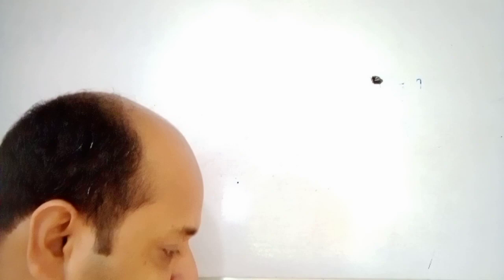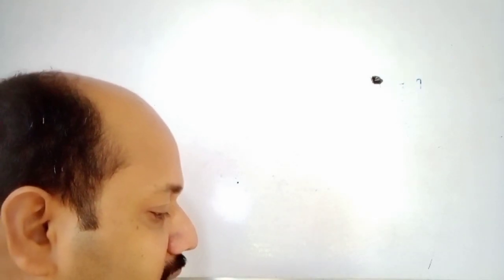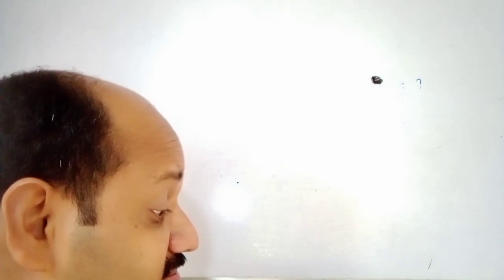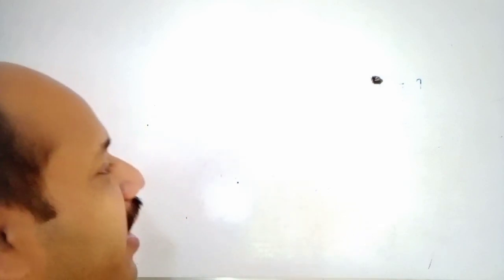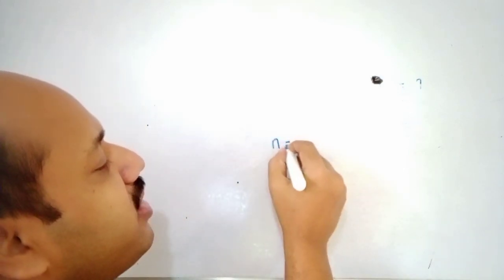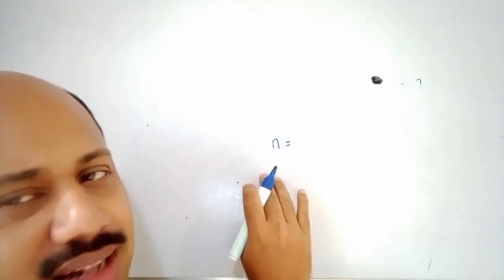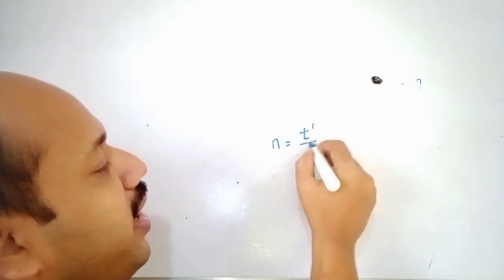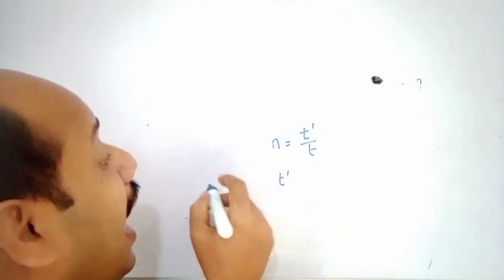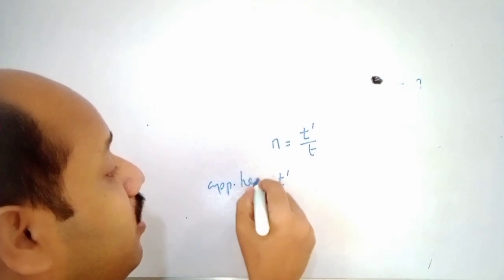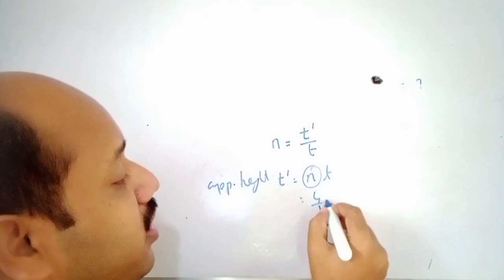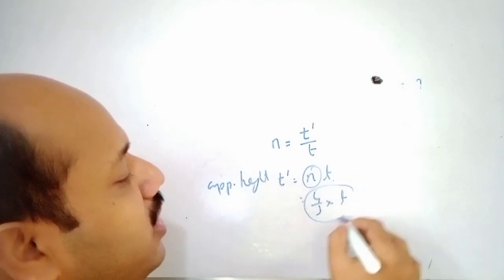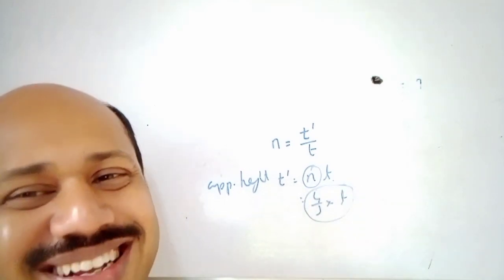To a fish underwater, viewing obliquely a fisherman standing on the bank of a lake, the man looks taller. Taller or shorter? Look, the apparent position of the man as seen by the fish is given by the equation: n is equal to t dash by t. T dash is the apparent height of this person. Apparent height is equal to n t, where n is the refractive index of water, that is 4 by 3, into the actual height, that is 1.33 times taller.